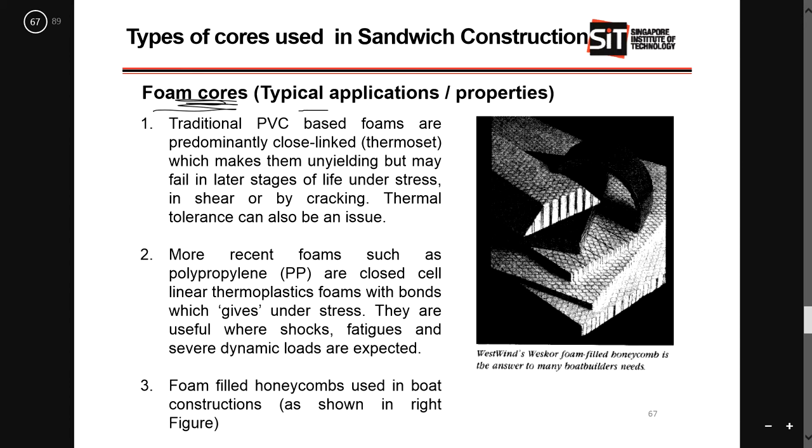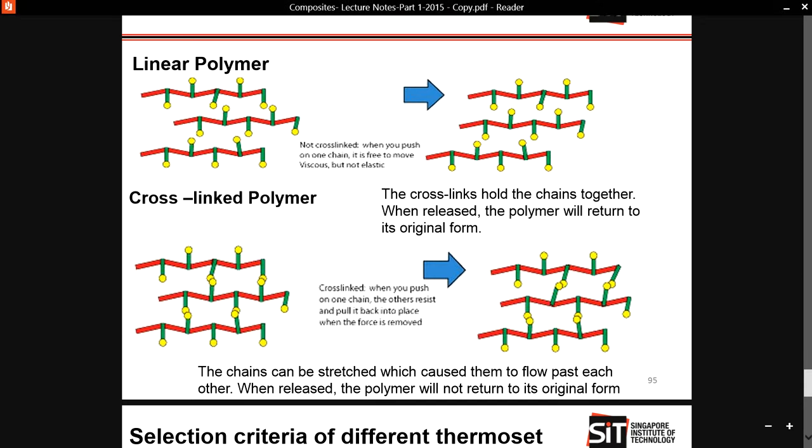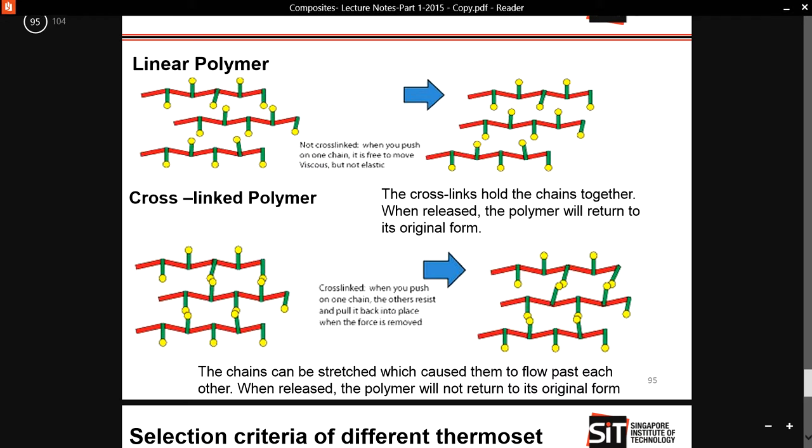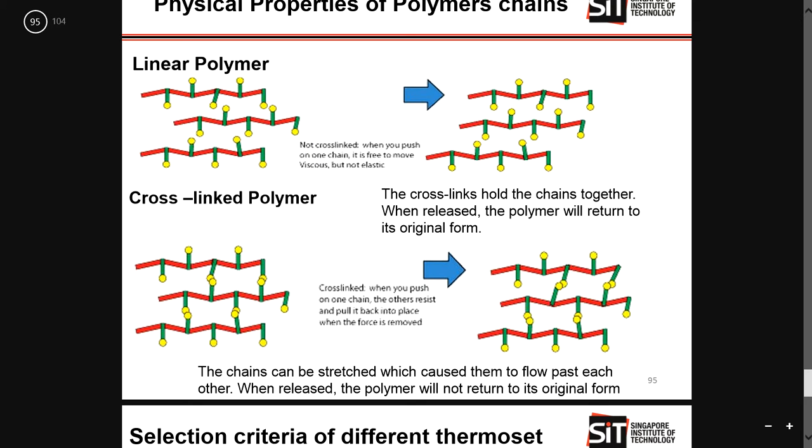Alright, for typical applications, the traditional PVC type of foams are closed cross-linked thermosets. If you remember the cross link, it's actually on page 95 of your lecture notes part 1. It's actually called cross link, not close link. I think there's a typo over there, but the cross link itself is pretty strong.